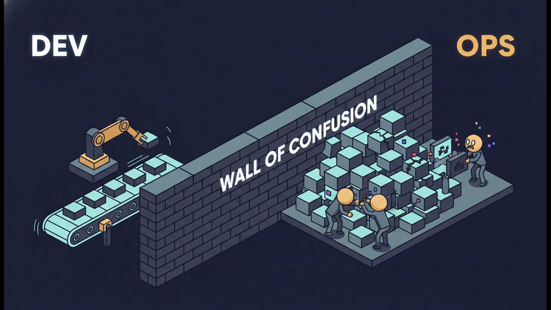Imagine a toy factory. The design team, that's our dev team, is cranking out toy parts as fast as they can. And what do they do? They just throw them over a huge wall to the assembly team, our ops team. The assemblers have no clue how these new parts are supposed to fit together, and if something's wrong, the whole factory just grinds to a halt. This was the painful reality for a lot of companies.